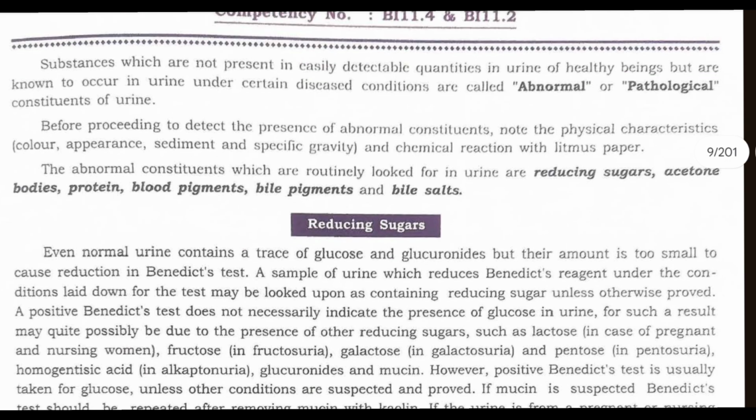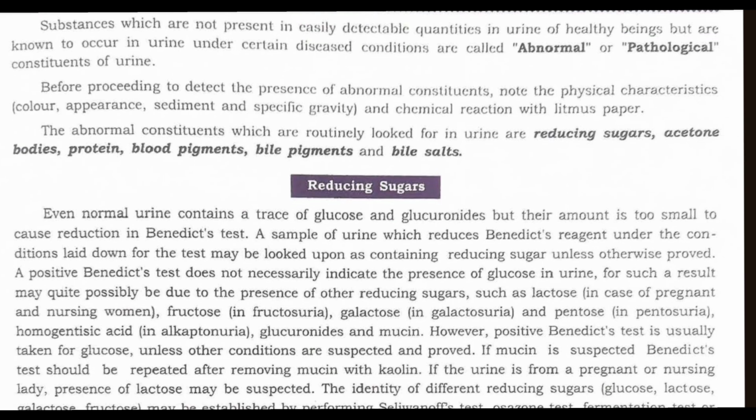The abnormal constituents which are routinely looked for in urine are reducing sugar, acetone bodies, protein, blood pigments, bile pigments, and bile salts.